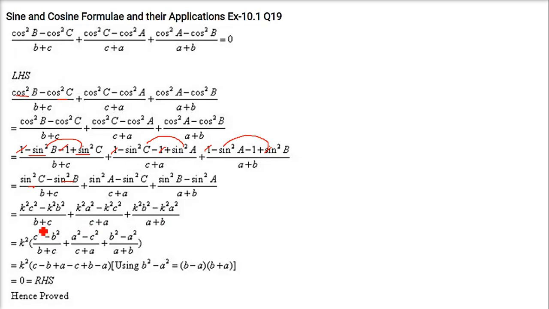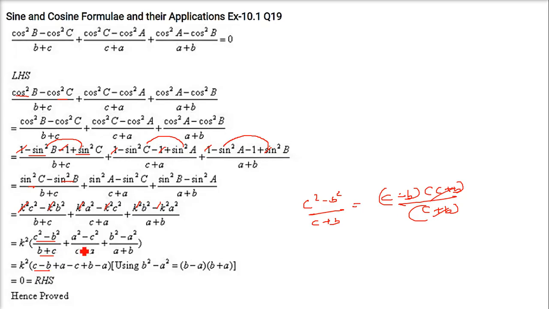Now we have this b plus c, c plus a, a plus b in the denominator. First take k square outside. K square is common to every element. Take k square common. Now we are left with c square minus b square by b plus c. I'll show you what happens to this one, and this will happen to these two also. c square minus b square by c plus b. So c square minus b square can be written as c minus b, c plus b. A square minus b square formula. So c plus b gets cancelled. You get c minus b here.